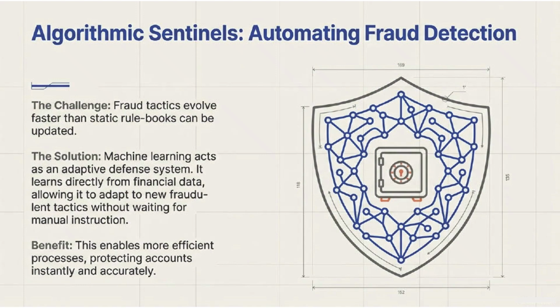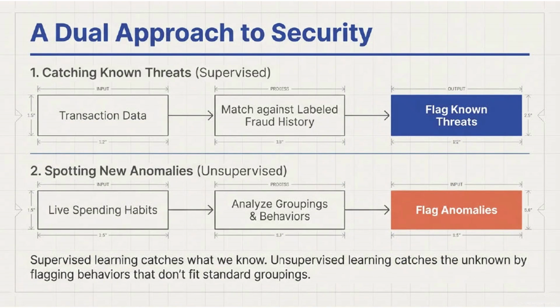I like this breakdown. It splits the strategy into 2 layers. Layer 1 is catching known threats using supervised learning. So this is the flashcard method again. You have transaction data as your input.